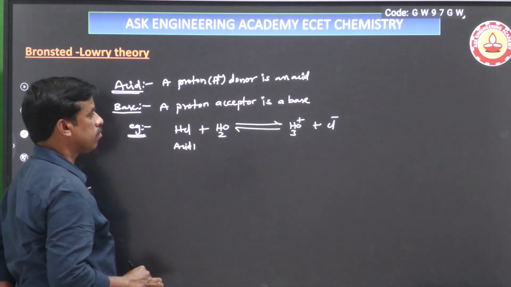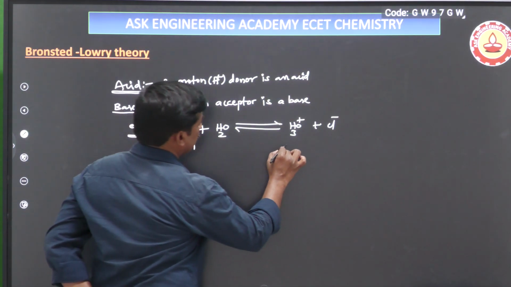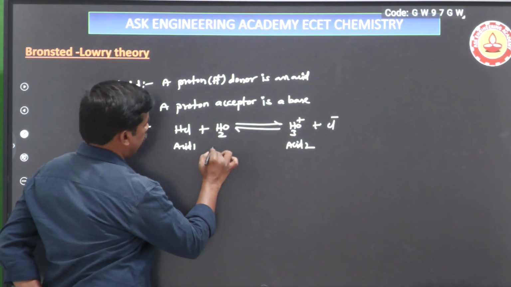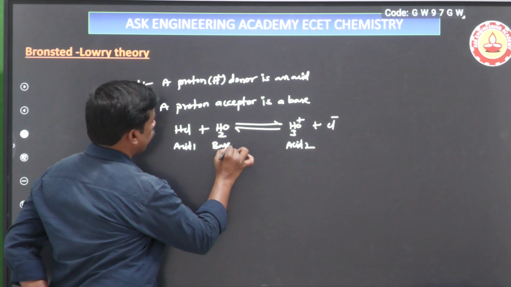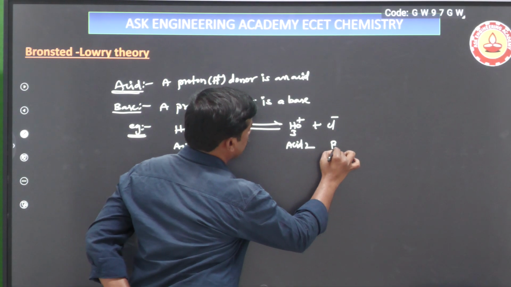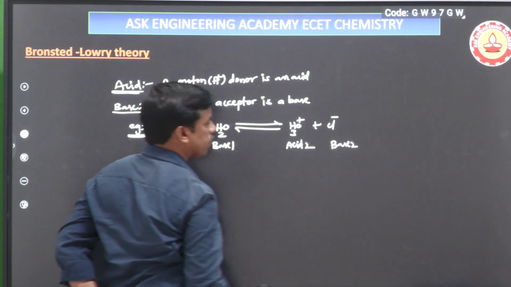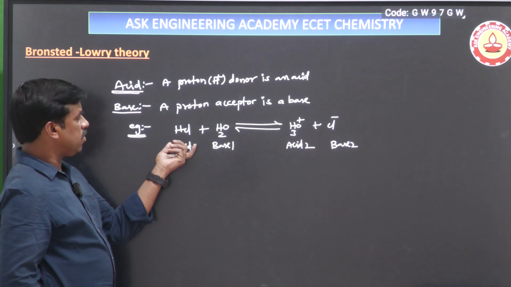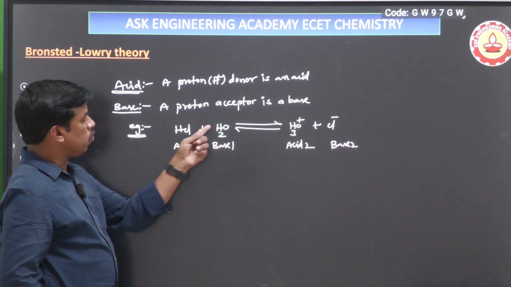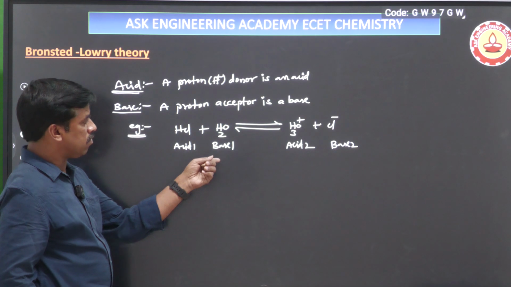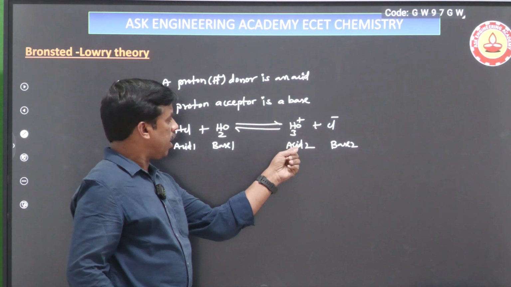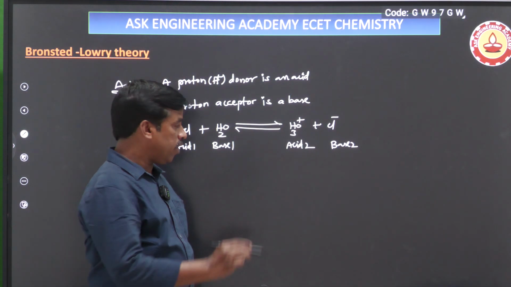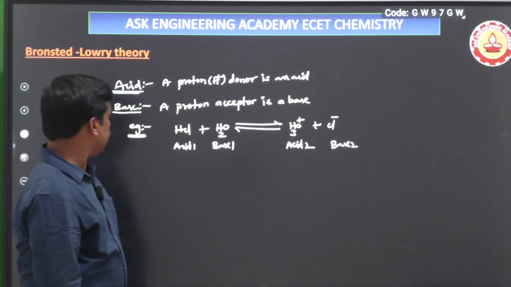Cl minus, it is called what more? Acid 1. It is also called what more? Acid 2. It is also called what? Base 1. And Base 2. Here this is an example of an acid which donates a proton to H2O. This is called a base. Here this is called Acid 2. This is also called Base 2. Here a very important point is there.